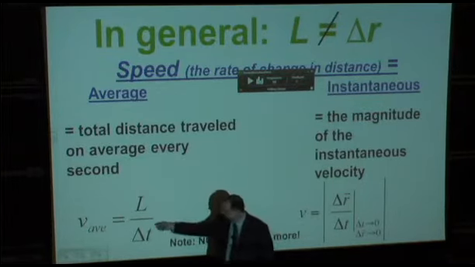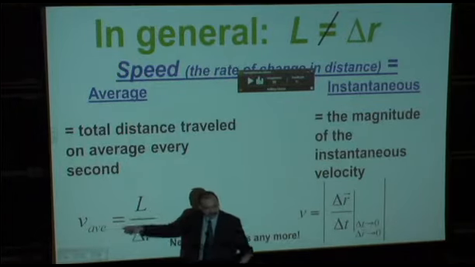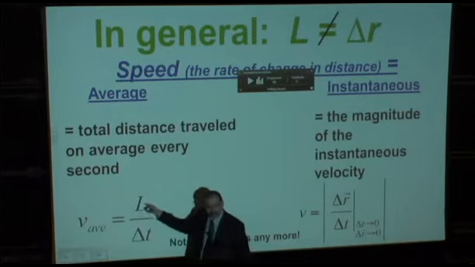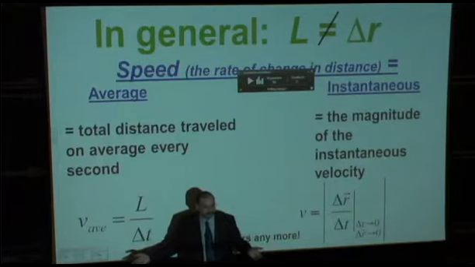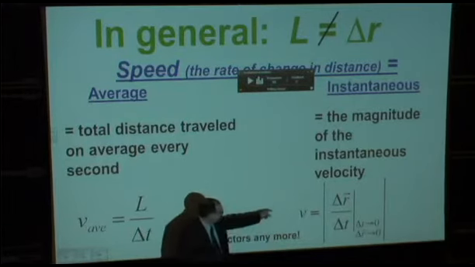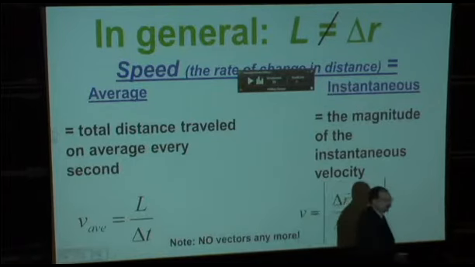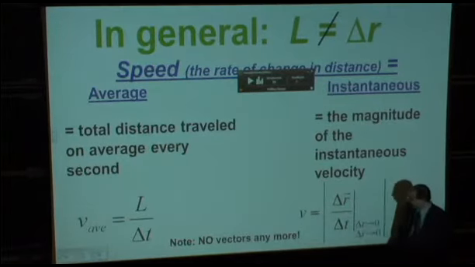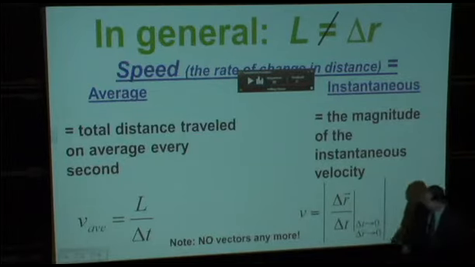The average speed is a number. That's not a vector anymore. It's a number, which we get as a result of division. The total distance traveled divided by the time of traveling, the average speed. Here, that's what we call instantaneous speed. See how many vertical lines we have here? They have slightly different meaning.